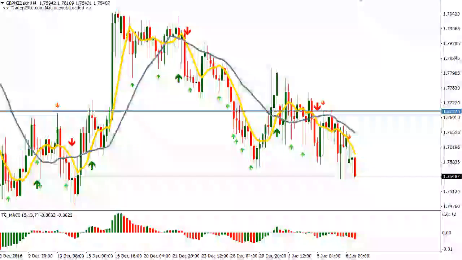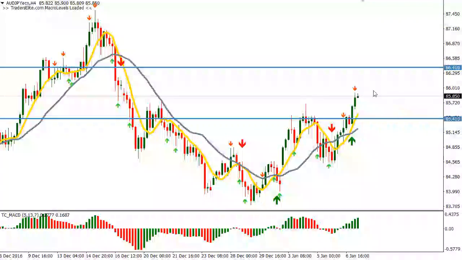But right now we're short on the pound Kiwi. We're long on the dollar yen. And we're recently long on the Aussie yen. It hasn't been moving too much at this stage, but if we can break this high here, then it could make a bit of a bounce up towards that 86.41. This one's probably the riskier of the two, but considering the other ones are in profit, it seemed like a fairly reasonable trade to take.